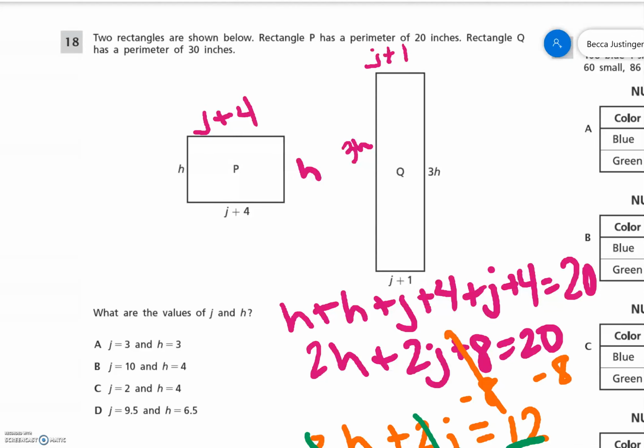We're going to start with number 18 because I messed up on it in the last video. So hopefully some of you caught that. Two rectangles are shown below. Rectangle P has a perimeter of 20 inches. Rectangle Q has a perimeter of 30 inches.